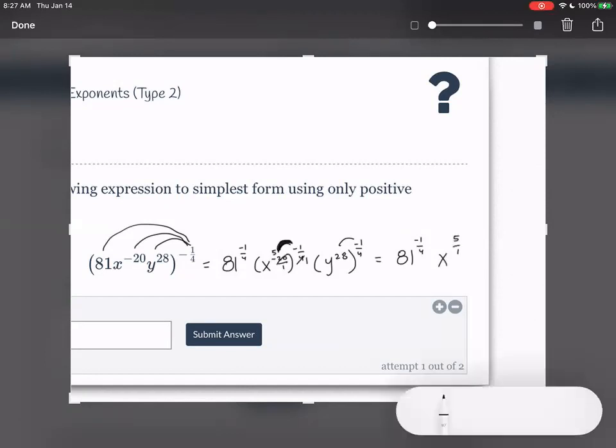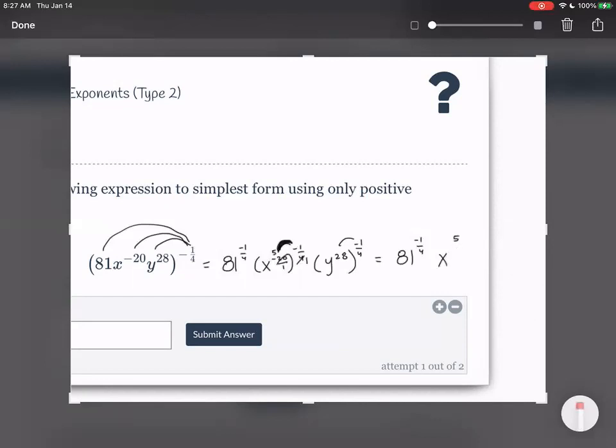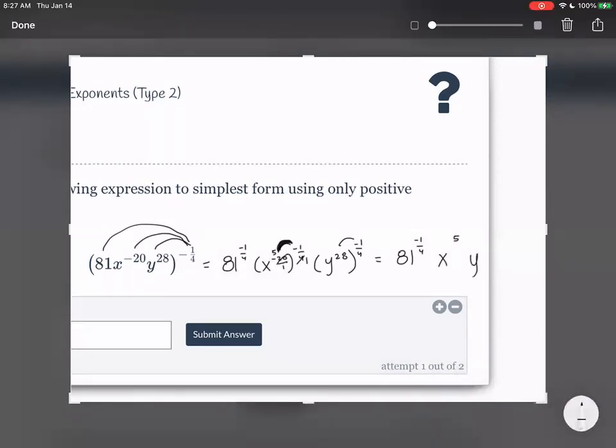I guess I can erase that part then. Since it's 5 over 1, we don't have to write over 1. So you can just write x to the power of 5. That 5 is floating very high, but it's okay. Then we have the y's.